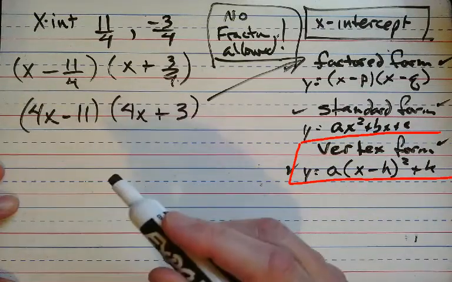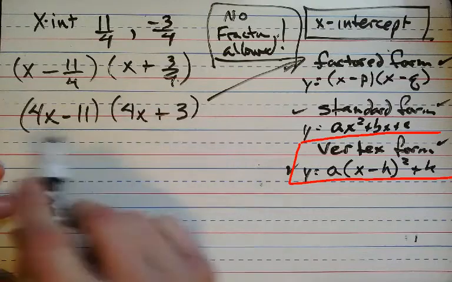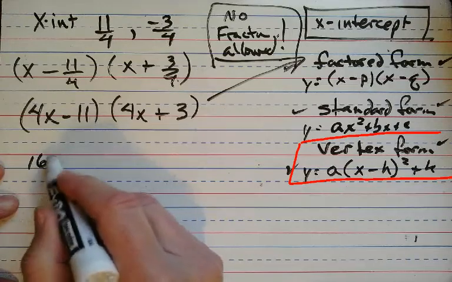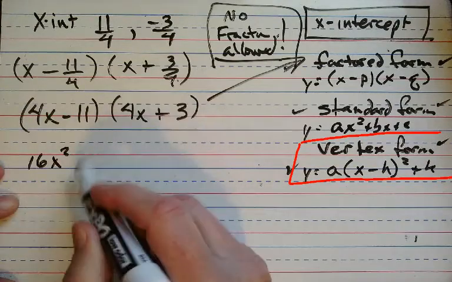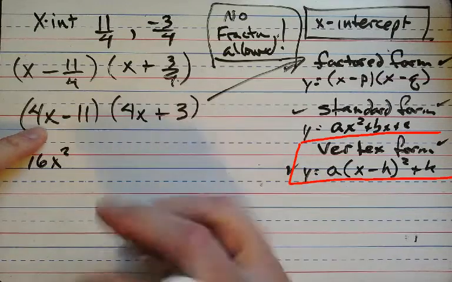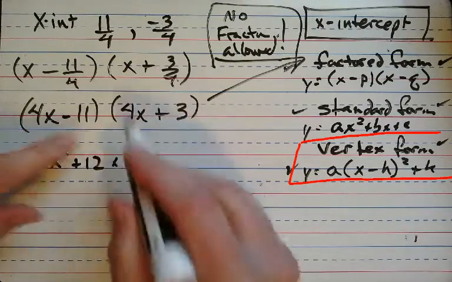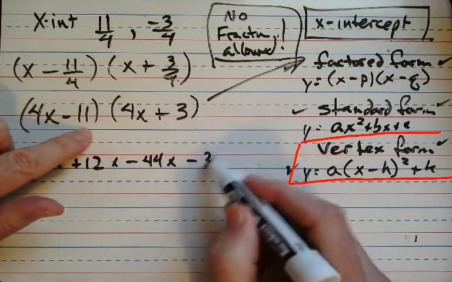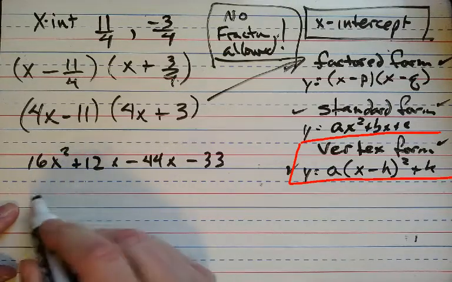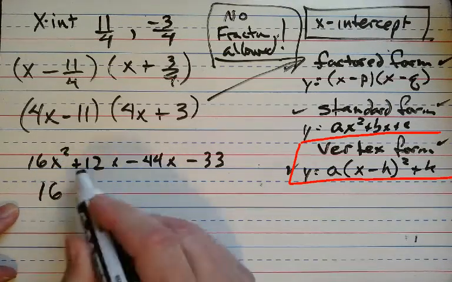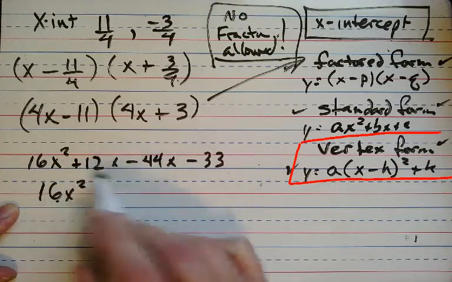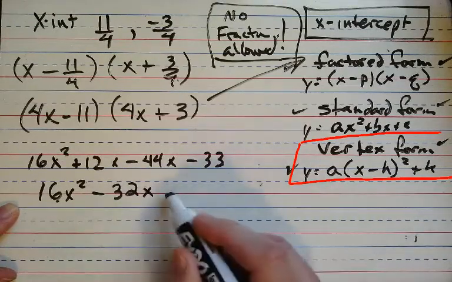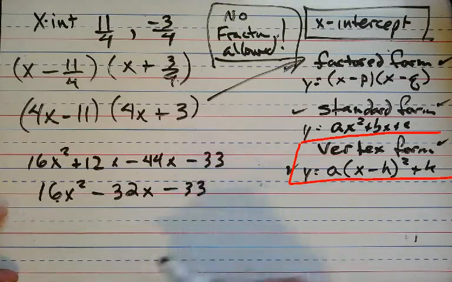So if you come up with fraction answers, you be wrong. Wrong, wrong, wrong. So multiply that out. That's 16x squared. And then what is this? I do the outside. That would be 12. The inside would be negative 44. Holy smolian. And 33. Okay. So 16. I can add these middle terms together. 16x squared. What is that? Negative 32x. And then minus 33.